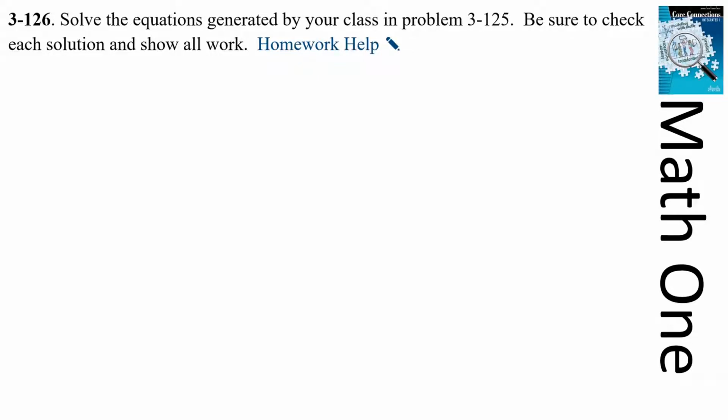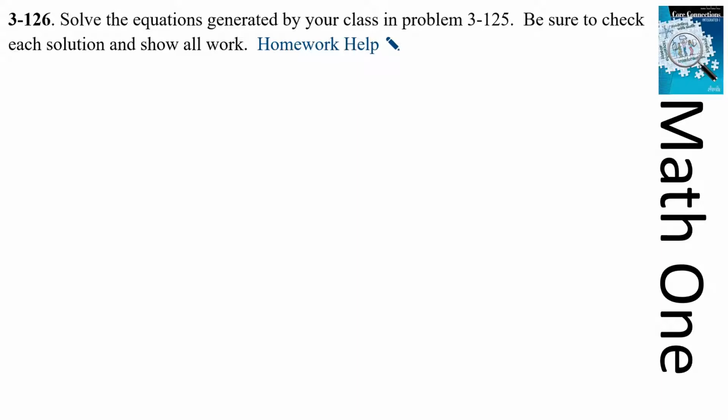You don't need to do 126 because we didn't generate any equations in our class for 125. However, if you are here watching this, this is worth an extra stamp on the homework sheet if you copy this down and think about it.